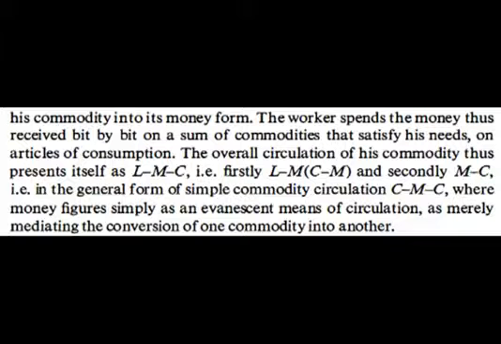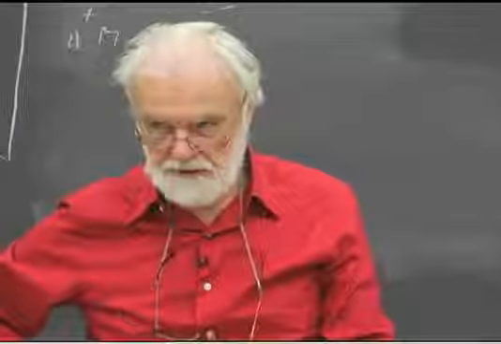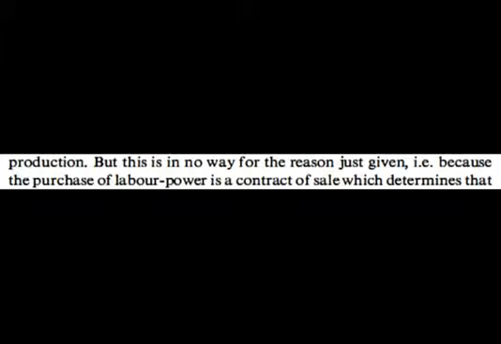And then he says, i.e. in the general form of simple commodity circulation, CMC, where money figures simply as an evanescent means of circulation, as merely mediating the conversion of one commodity into the other. But, he then says, the purchase of labour power is generally regarded as characteristic of the capitalist mode of production. That is, the fact that wage labour exists will be seen as the specific character of a capitalist mode of production. But he then goes on to say, but this is in no way for the reason just given, because the purchase of labour power is a contract of sale. And he then goes on to talk about the wage.